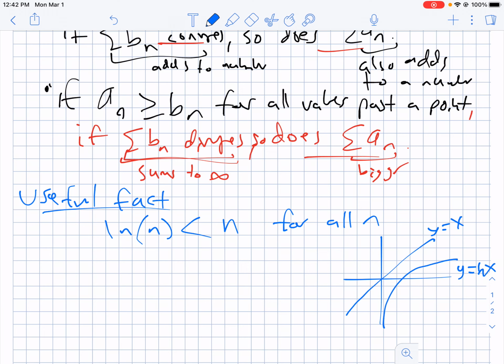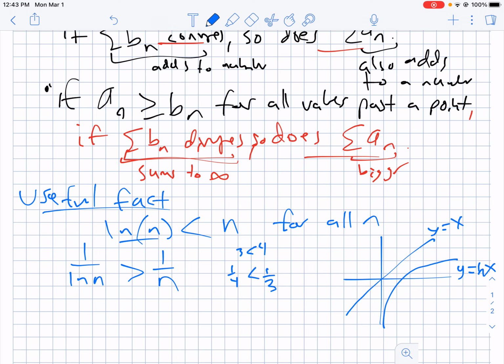So because the natural log of n is less than n, that means that 1 over the natural log of n is something bigger than 1 over n. Right? If you have something that's smaller, if you flip the fraction, then it's bigger, right? 3 is smaller than 4, so 1/4 is smaller than 1/3.